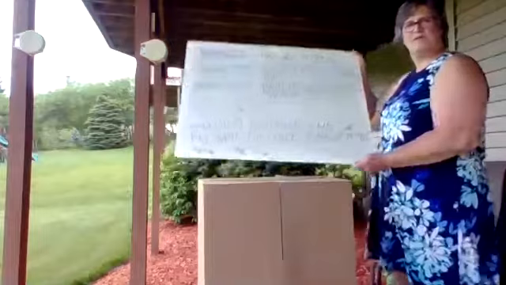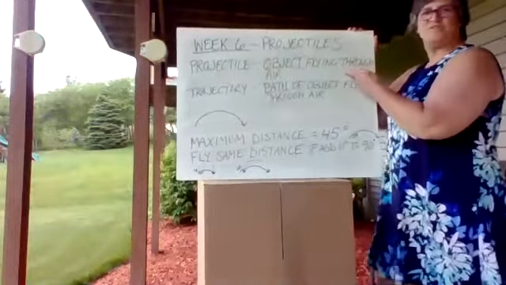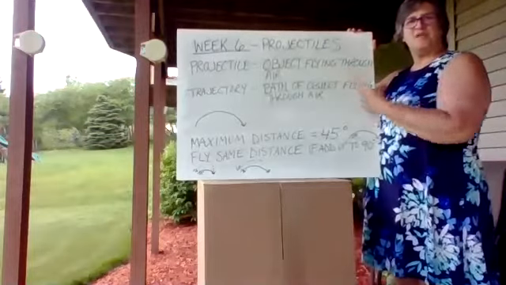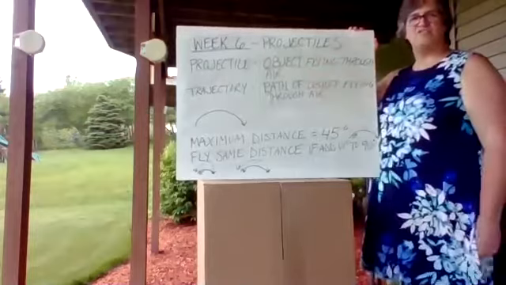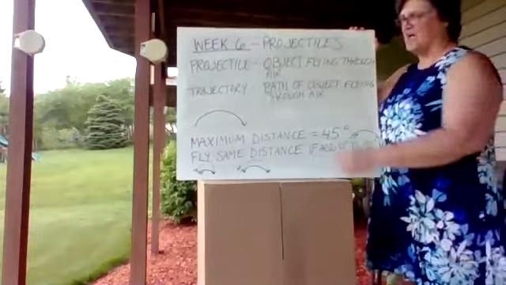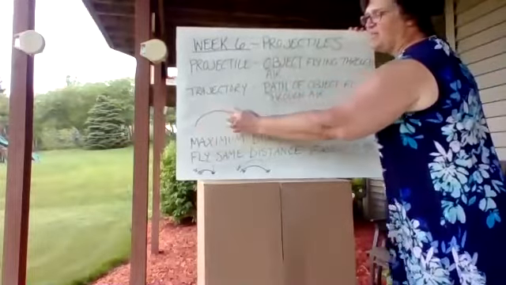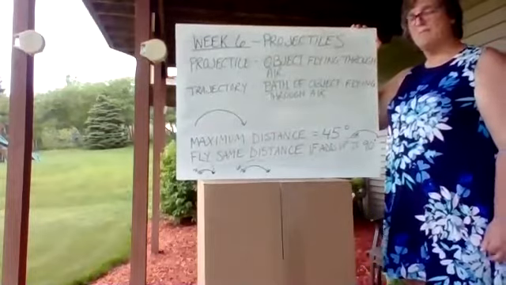So let's start with projectiles, week 6. First thing that you need to know are some vocabulary. The first one is, what in the heck is a projectile? A projectile is the object that is shot through the air, and a trajectory is the path of that object. And in a projectile, the path is going to look like this. It's going to be half of a circle, pretty much.